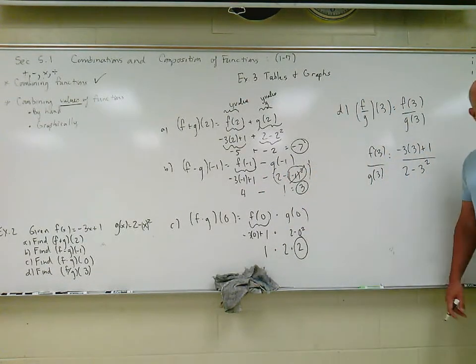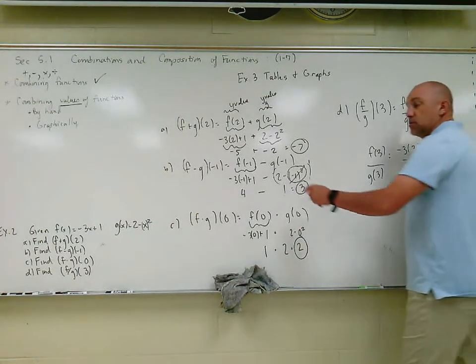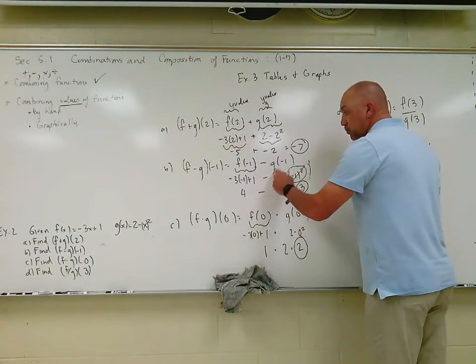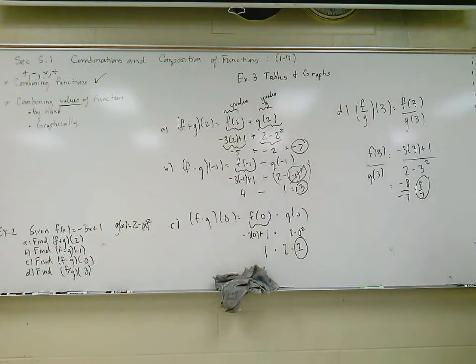Okay. So what do we get on this one? What's f of 3? What's g of 3? -7. You should have got 8 over 7. Okay. Yeah, so on that one, the safe bet is put parentheses around the second part, because that minus has to go to all of it. Okay?